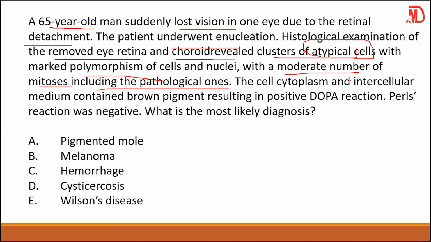Now they say the cell cytoplasm and the intercellular medium contain brown pigment. Again, what controls pigmentation? Who can tell me? Melanin. Guys, I'll not even waste my time. What is your answer? Melanoma. Melanoma. Let's go.